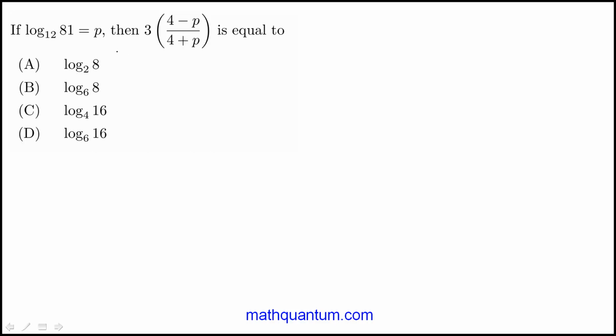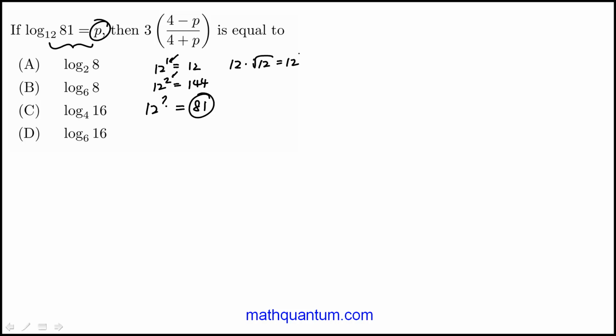So the first way we can do this question is by approximating what p is. We know that 12 to the power 1 is 12 and 12 squared is 144. So this p has to be between 1 and 2 because it's really asking for what power of 12 would give you 81. So what we can do is to see if 12 times square root of 12, which is really 12 to the 1.5, how close does that get to 81?